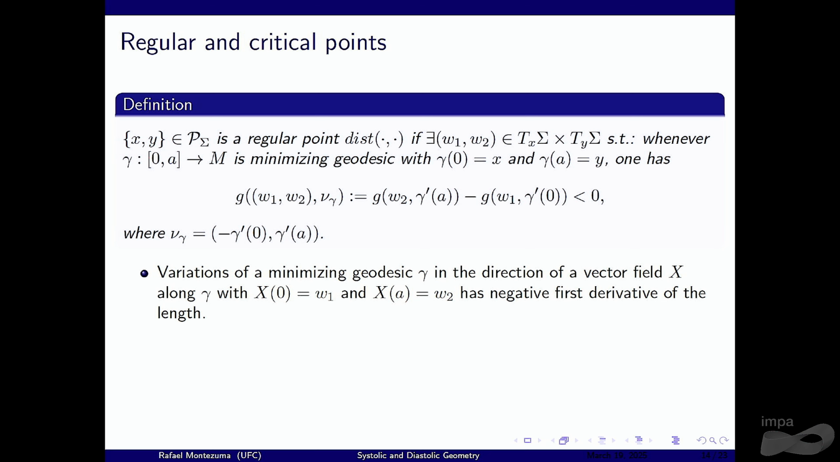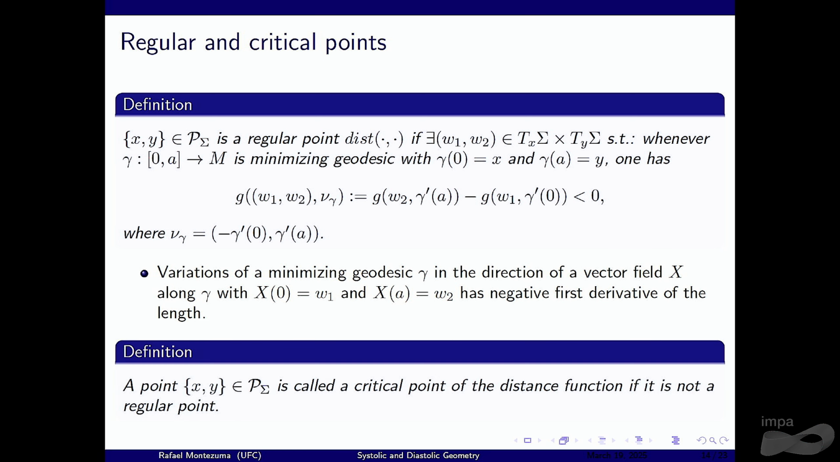So this is regular. It means that for other pairs of points near x and y, you can decrease the distance because you're decreasing the length of the minimizing geodesics. You can decrease the length in a given direction. So this is the notion of a regular pair of points. Otherwise, you say that it's a critical point. So a critical point is a pair of points in such a way that there is no way to decrease the length of all minimizing geodesics in the same direction in first order.